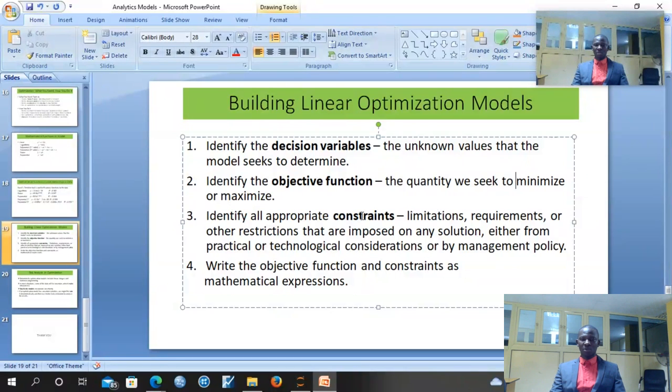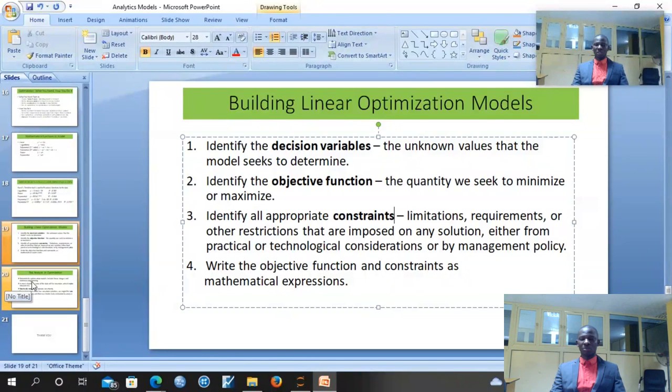Then you identify all the appropriate constraints. Under the linear programming that we use, under the OR, the constraints are about 5. So x1 greater than 0 is part of the constraint, x2 greater than 0 is part of the constraint. Those are the limitations, requirements, or restrictions that affect the solution. The constraint may come from practical or technological considerations or management policy. Then we write the objective function and constraints as mathematical expressions, such as the one we did under the linear programming. Maximize, subject to, then list all of them out.